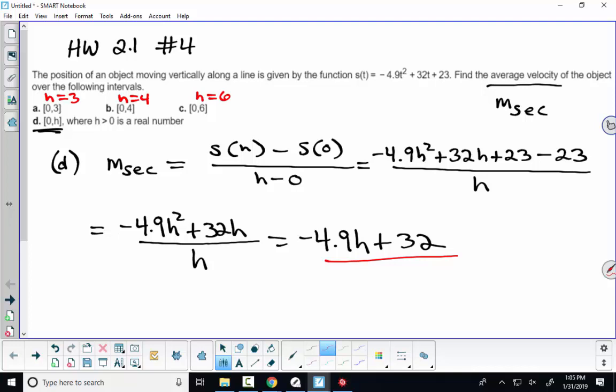Does that make sense? Do y'all have any questions on that? So it's just a more generic way to look at computing successive secant lines, slopes of secant lines. Any other homework questions? Yeah? 2.3, number 14 and 18.